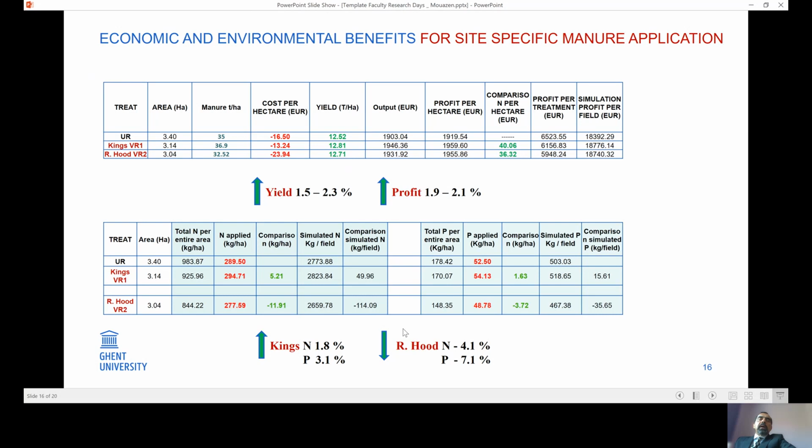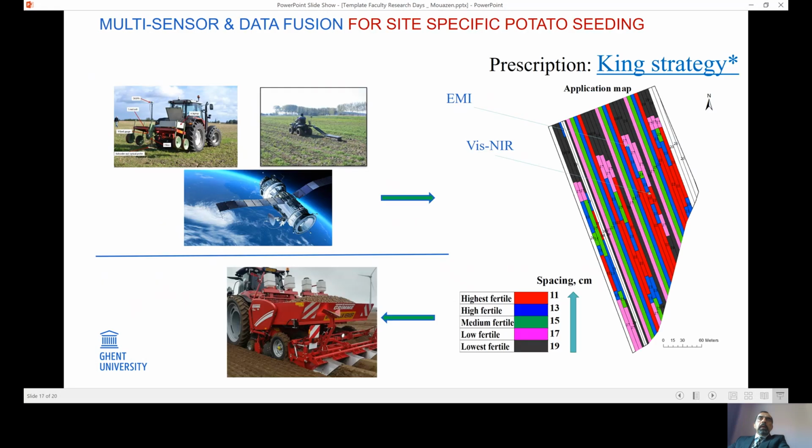euros per hectare, we believe that the Robin Hood's should be applied because it reduces the use of N and P, which means that from an economic point of view, both provide almost similar output, but the Robin Hood approach will reduce the environmental consequences due to the reduction of the use of N and P.